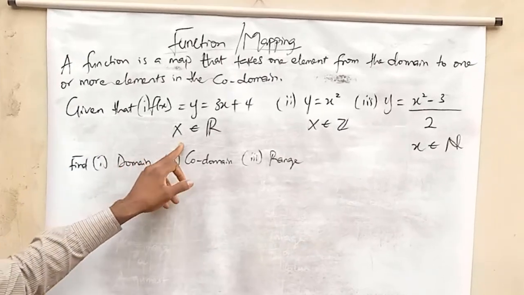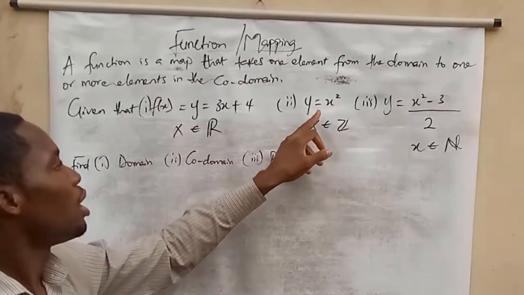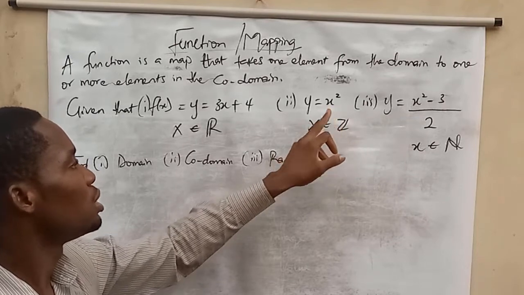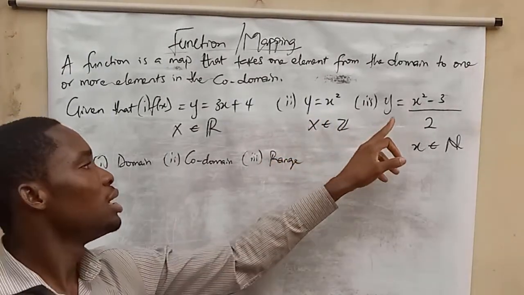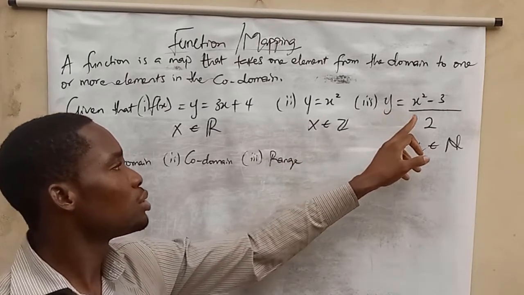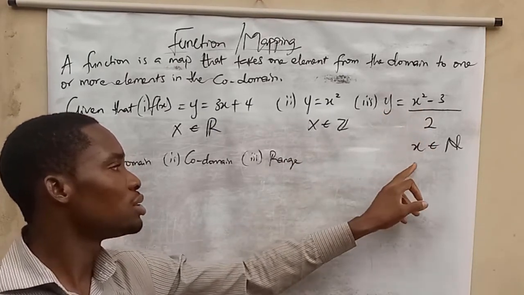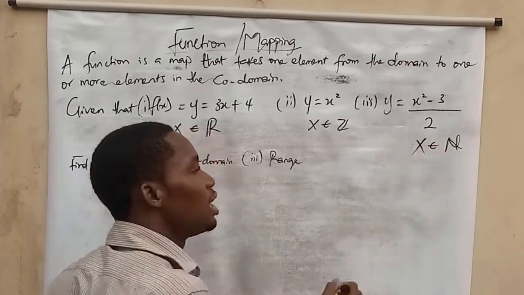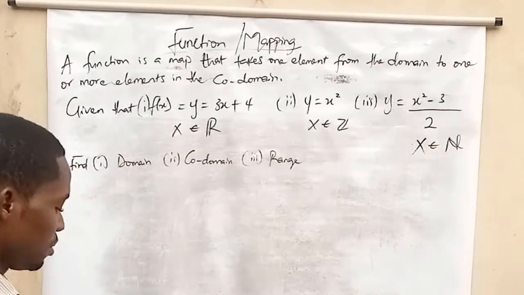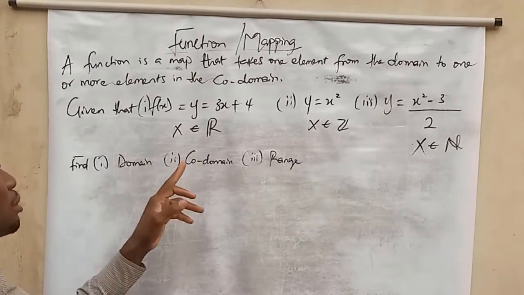Now for this question, our y equals x squared. This is small y equals x squared. Then our x is coming from integers. Our y equals x squared minus 3 over 2, and our x is coming from natural numbers in this case, so this should be capital X. Now, I'm to find the domain, the codomain, and the range.